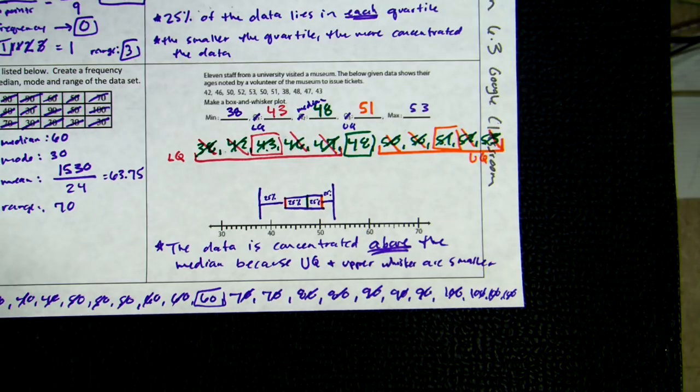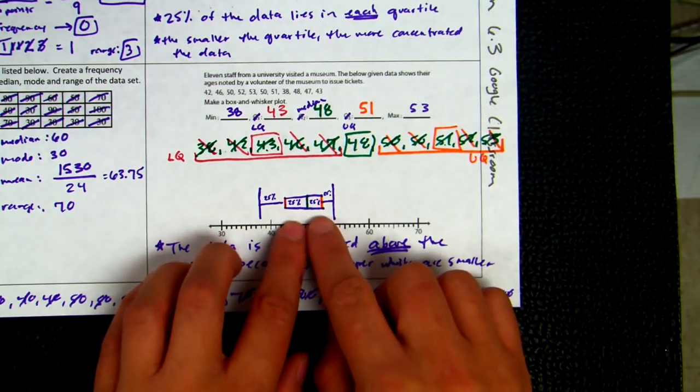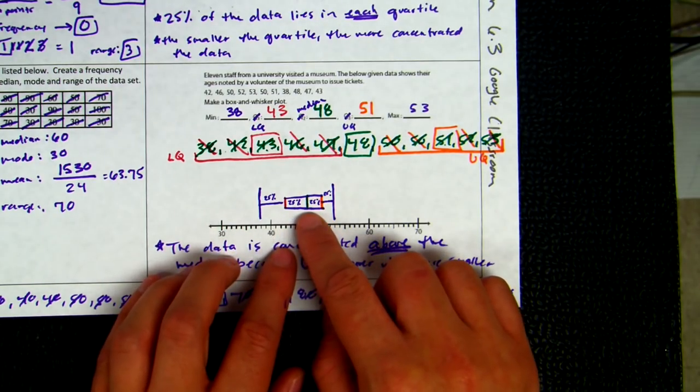Okay, and that is how you construct a box and whisker plot. Again, it just helps us see the dispersion of data, where my data is most concentrated around the median.